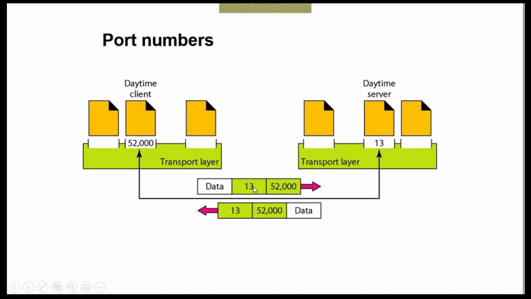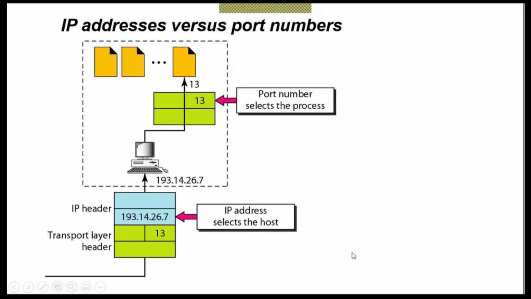Here is a source port. And then when the reply comes, it's again the data, with the source port and the destination port swapped. This is what I'm trying to show you: there are multiple processes here, but the daytime client and daytime server are synchronized in the communication by means of port addresses or port numbers. I hope the idea is very clear now. Let me go ahead.